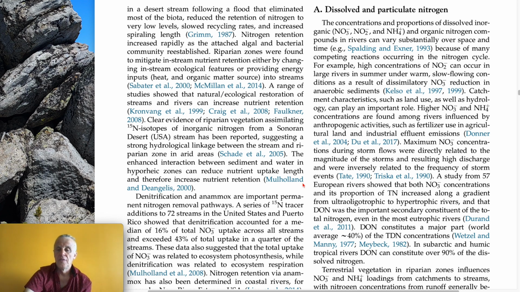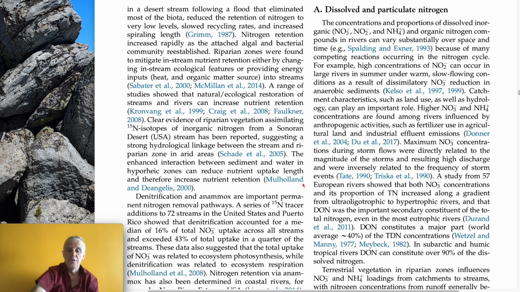Subchapter A, dissolved and particulate nitrogen. The concentration and proportion of dissolved inorganic nitrate, nitrite, and ammonium and organic nitrogen compounds in rivers can vary substantially over space and time because of many competing reactions occurring in the nitrogen cycle. For example, high concentration of nitrite can occur in large rivers in summer under warm, slow-moving conditions as a result of dissimilatory nitrate reduction in anaerobic sediments. Catchment characteristics such as land use as well as hydrology can play an important role.